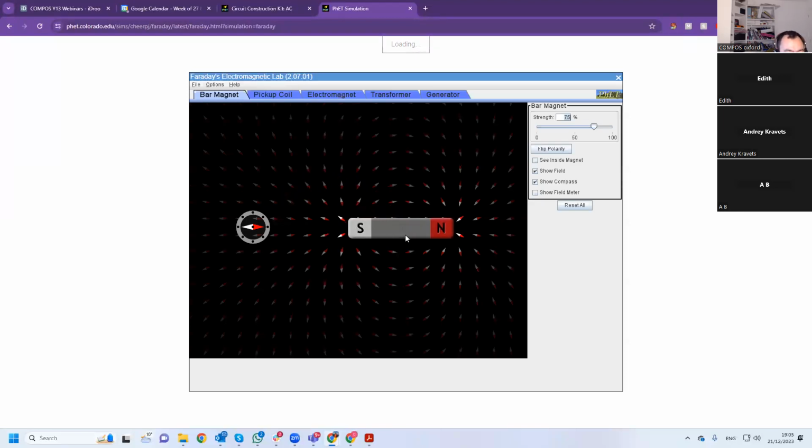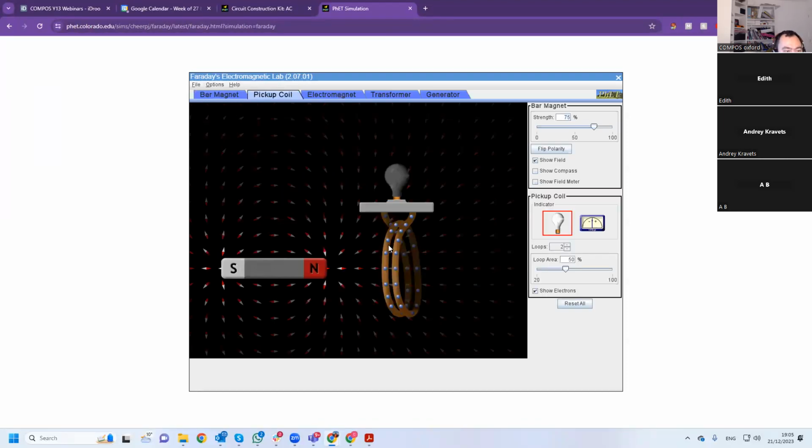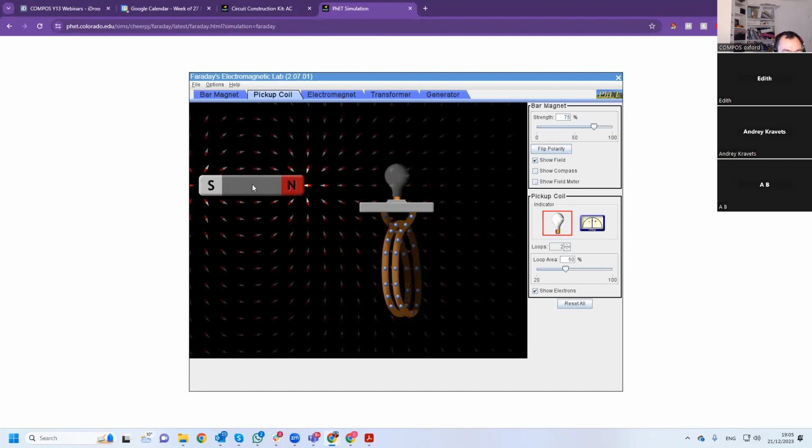So you have a magnet, and if you take a field meter, you can see that the field here is very strong, but the field here is not very strong. 0.29 compared to 24. So weak field. So when we move from here to here, we move into the field and out of the field.